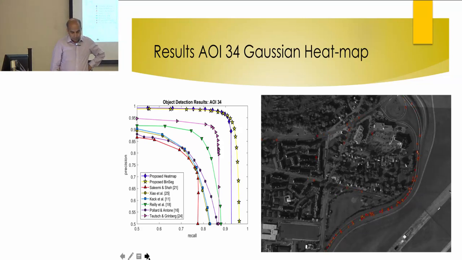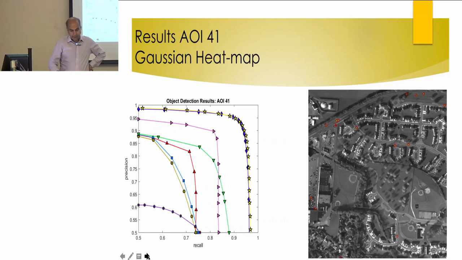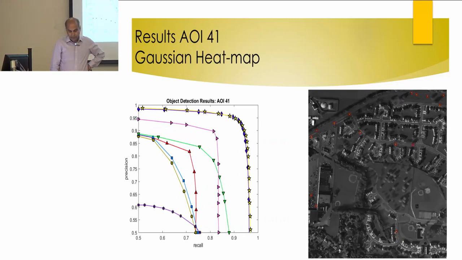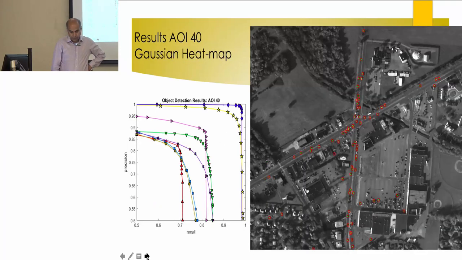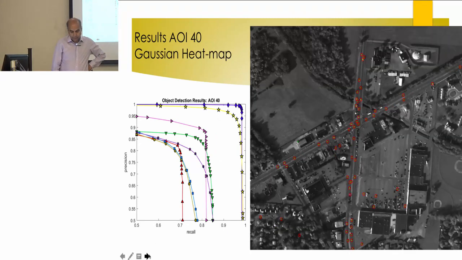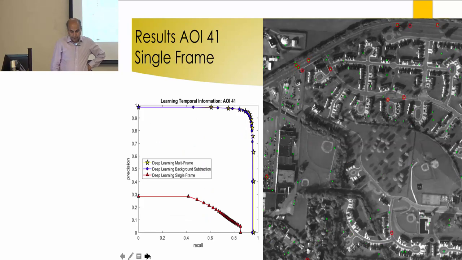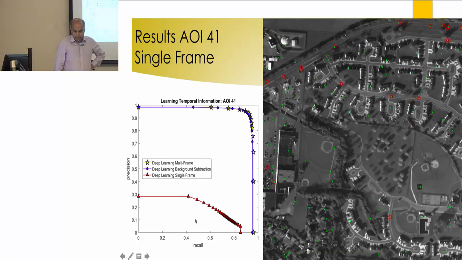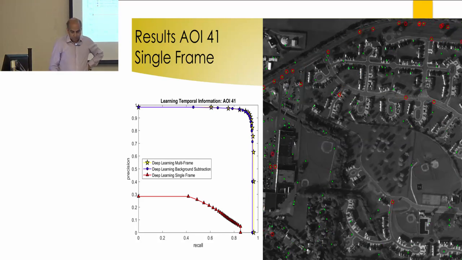Then we have another area, called the area of interest. Again, we can do very good, much better than these other methods. More results here. See, we are almost 1. And this shows you that if you use only 1 frame, then the results will be like this. Many of these you will miss, the green ones are missing. But when you use multiple frames, use the motion information, you can do pretty good.